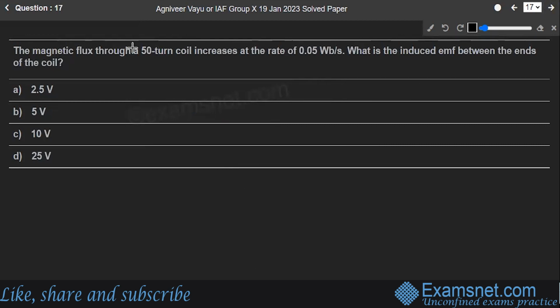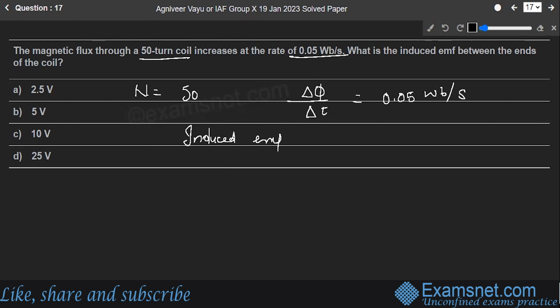The magnetic flux through a 50-turn coil, so the number of turns is given to you as 50, increases at the rate of 0.05 Weber per second, right? So magnetic flux is increasing. That means you are given delta phi upon delta t is equal to 0.05 Weber per second. What is the induced EMF? You have to calculate this between the ends of the coil.